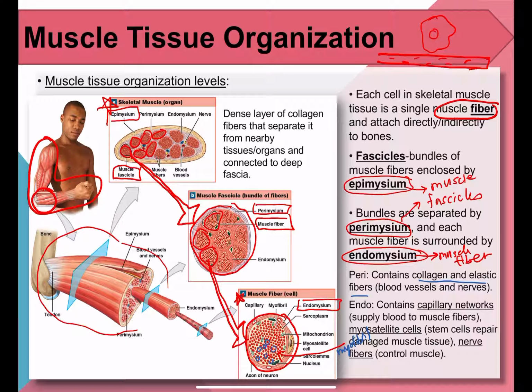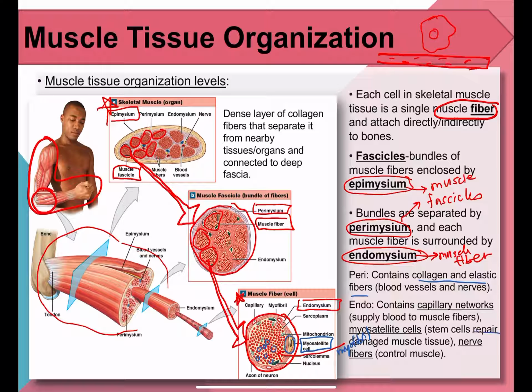Myosatellite cells also live within the muscle fiber. So you see this cell right here, that is a myosatellite cell. And what myosatellite cells do is actually pretty cool. They are stem cells that repair damaged muscle tissue. A muscle fiber itself, again, does not have the ability to do cell division, just like your bone cells. Osteocytes can't do cell division. Muscle fibers, same thing. They can't do cell division, but there are stem cells around that can help to repair damaged muscle tissue when necessary.